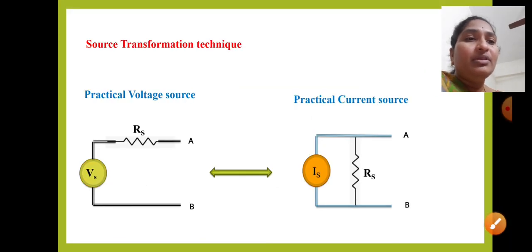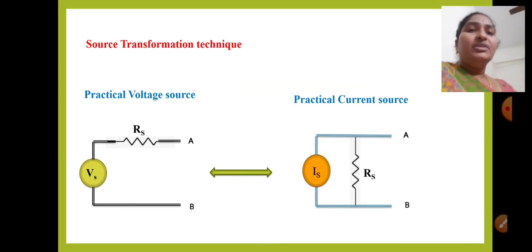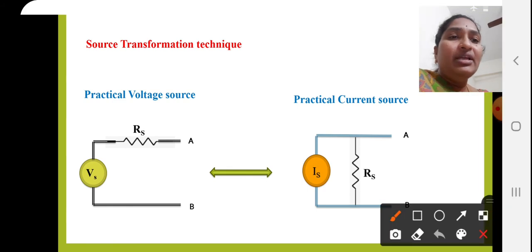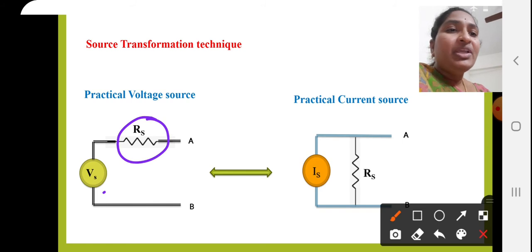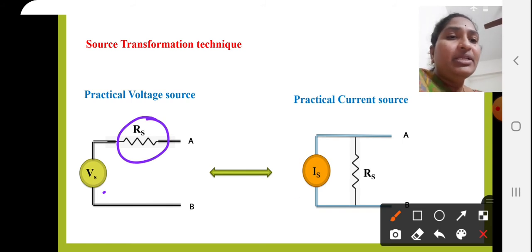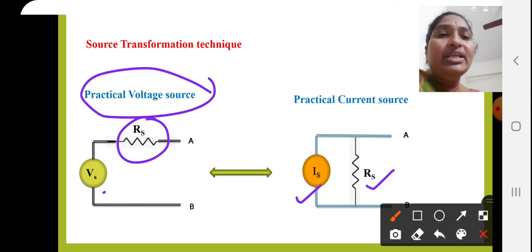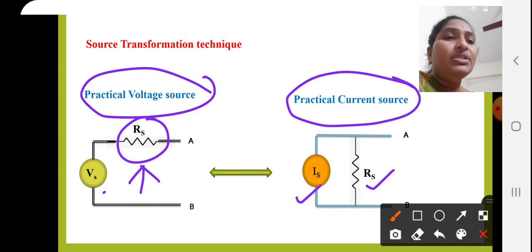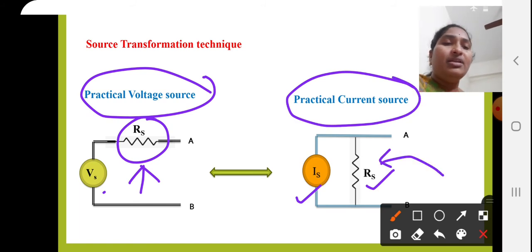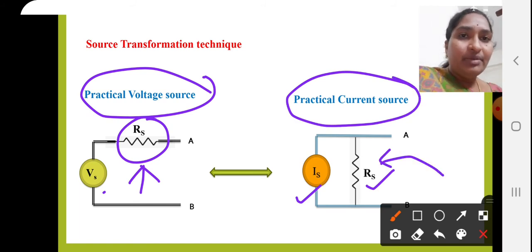Now, here we can compare the practical voltage source and practical current source. As we have seen in the previous slide, a practical voltage source is an ideal voltage source in series with some internal resistance, and a practical current source is nothing but an ideal current source in parallel with some internal resistance. In a practical voltage source, the resistance is in series, and in a practical current source, the resistance is in parallel. That is the difference we need to observe in both cases.